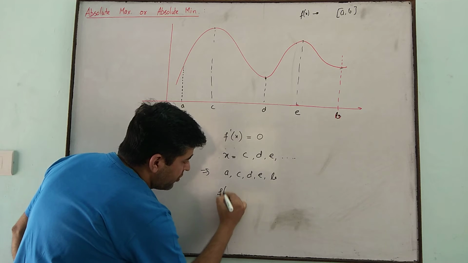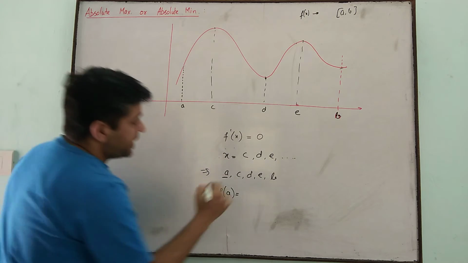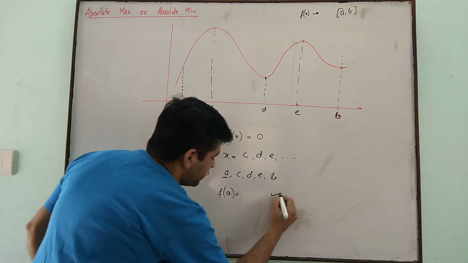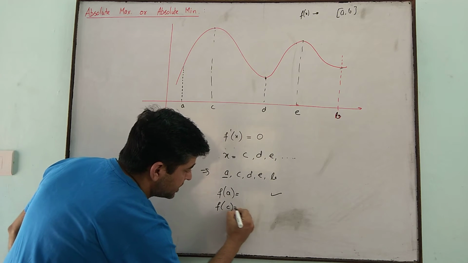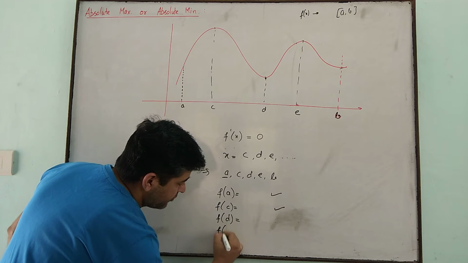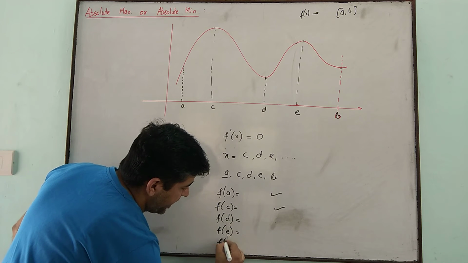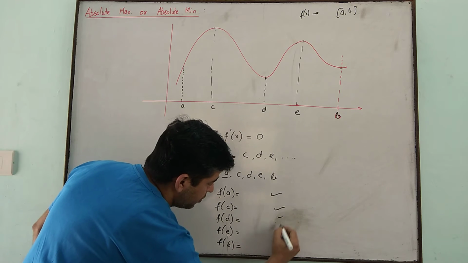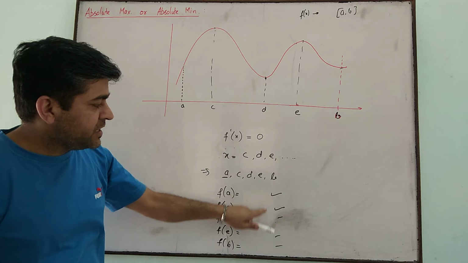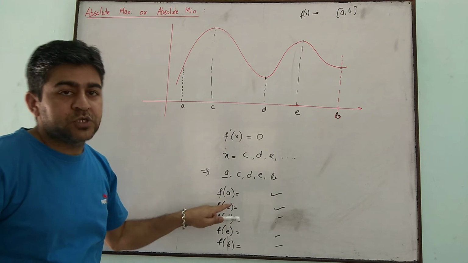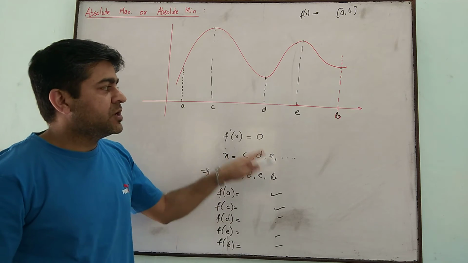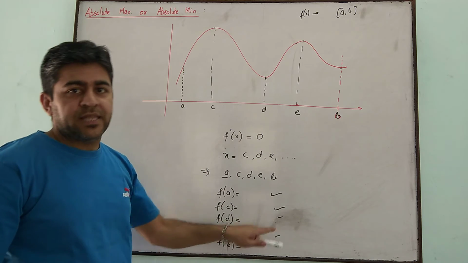So find f of a, means this particular point A you put in the given function. Find the value. Find f of C, f of D, f of E and f of b. Find all these values. Out of this, which one is maximum, that will be your absolute maxima at that particular point, and which one is minimum, that will be your absolute minima at that particular point.